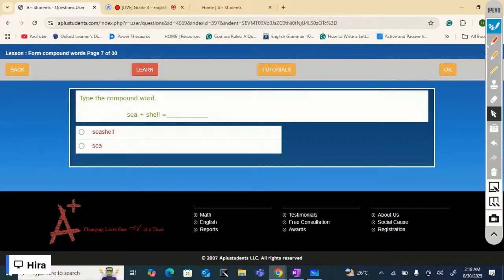Sea and shell. Sea, a water body. Shell. Shell is found at the beach of a sea. Two things. But when you join these two, you get a new word, compound word, seashell. Seashells. You can find them at beaches.